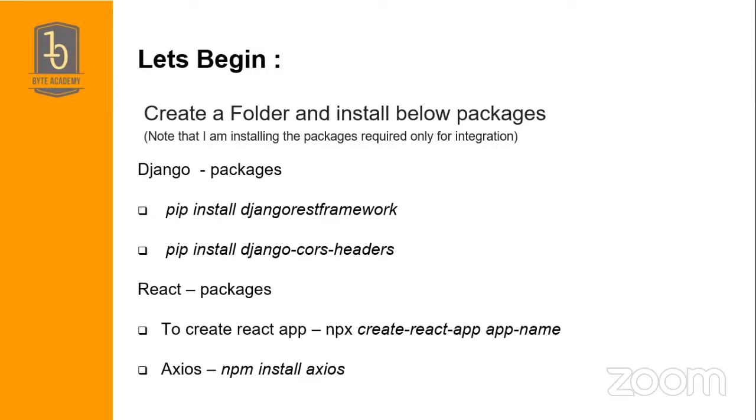And one more thing, we are going to install pip install django-cors-headers. Here CORS means cross-origin resource sharing, which allows the API to be accessed from other domains. It is a security feature that allows web servers to control which domains, which origins, are permitted to access these resources. So for that purpose, we are installing Django CORS headers.